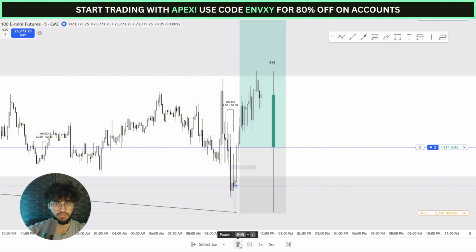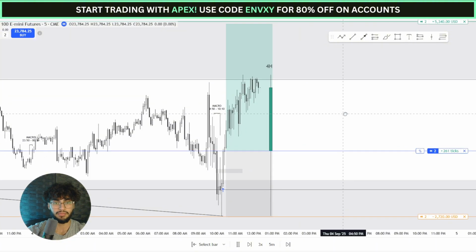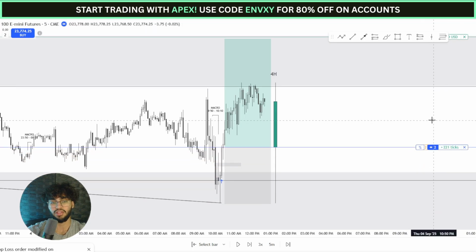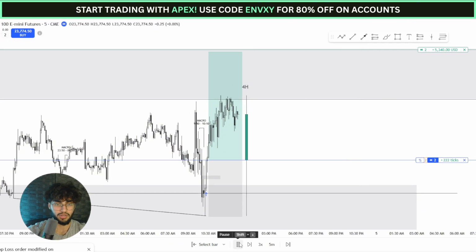And it seems like we're going to continue higher. We tap in that 4-hour gap. Now this is where you'd be careful. Go break even because we did engage into that higher time frame PD array. So at this point, I'd go break even, see how price distributes, see if we can continue higher to the second gap.